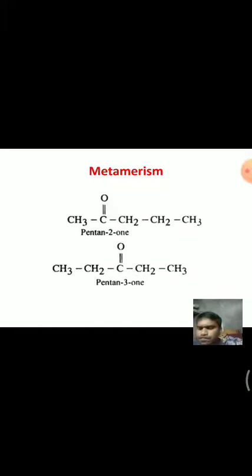Let us see this example. The first one is 2-pentanone and the second one is 3-pentanone. First of all, they have the same molecular formula, C5H10O, but they are different molecules.